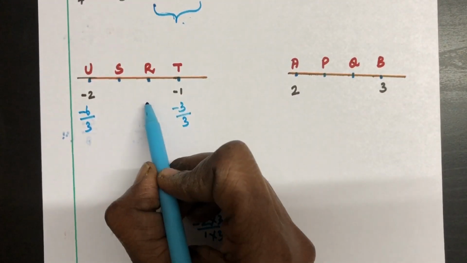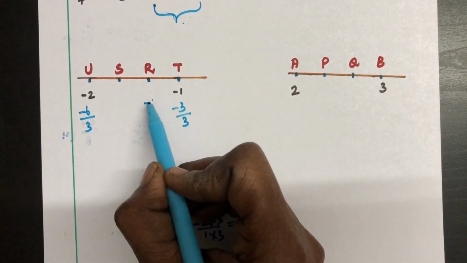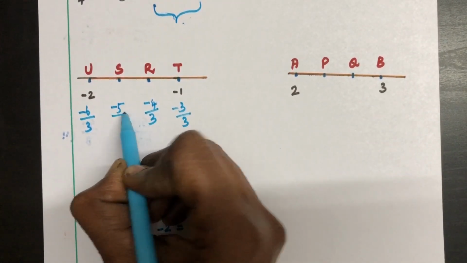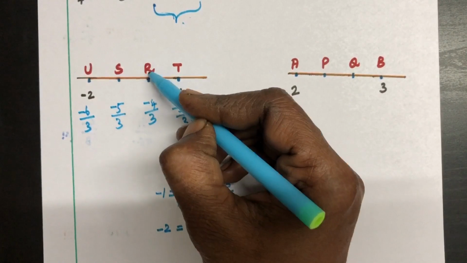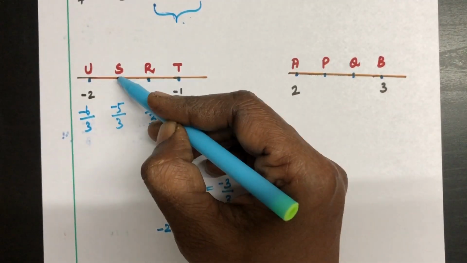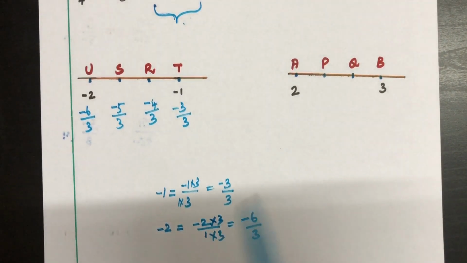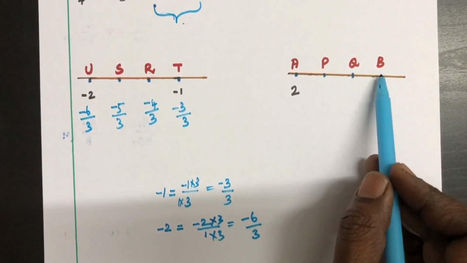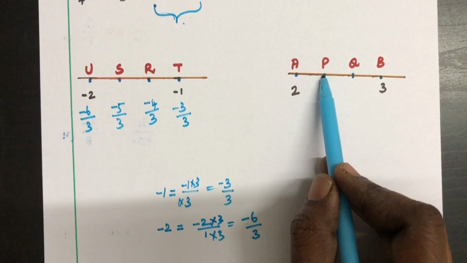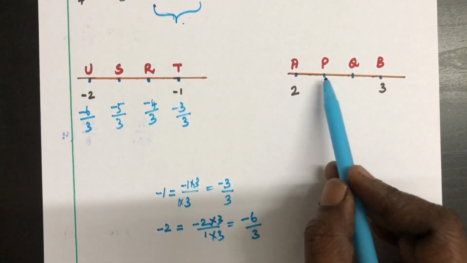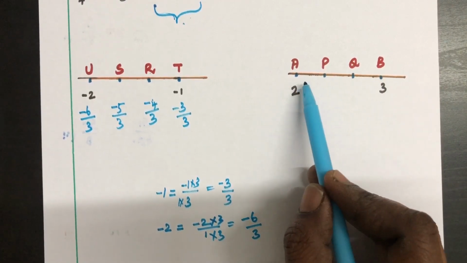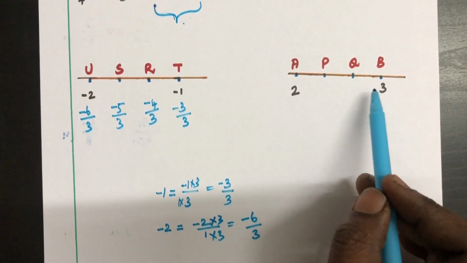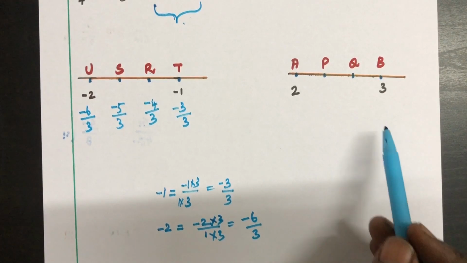Now, what are the numbers that will come? This is minus 4 by 3 and this is minus 5 by 3. So R is minus 4 by 3. S is minus 5 by 3. That's all. Now, come to this place. A, P, Q, B. We want what is P and what is Q. Here also they have divided it into 3 equal parts. 1, 2, 3. So we should have 3 in the denominator.